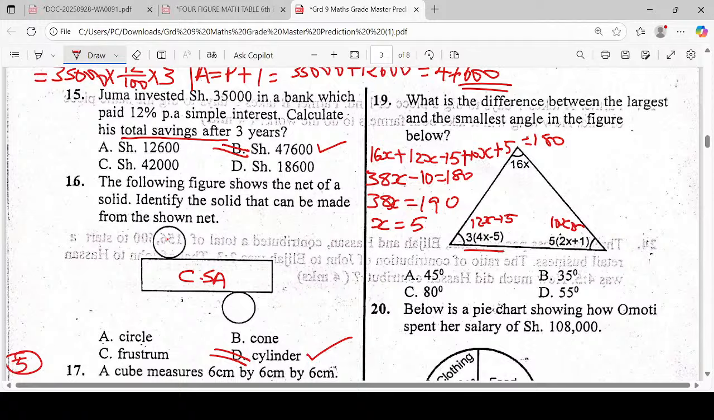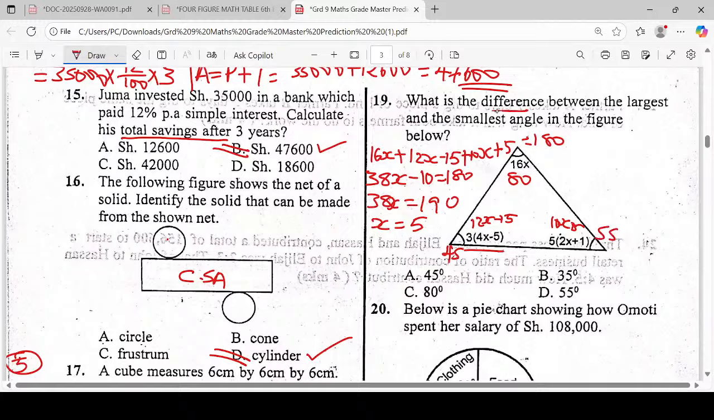Now the moment you have the value of x is 5, you are going to replace here to determine the largest and the smallest angles. 16 times x means 16 times 5. That is going to give me the angle here is 80. This side is 12 times x, which is 5, then minus 15. This angle here is 45. This angle here is 10x plus 5. So that is 10 times 5, that's 50 plus 5. This is going to be 55.